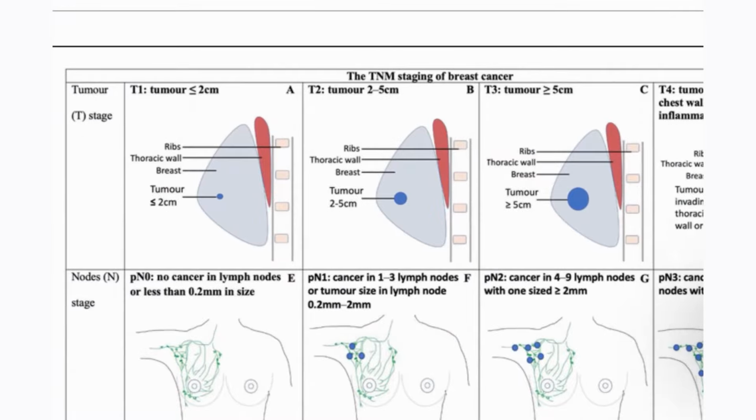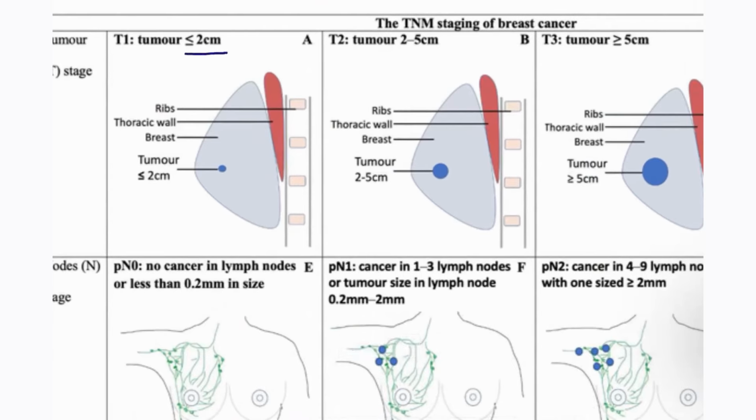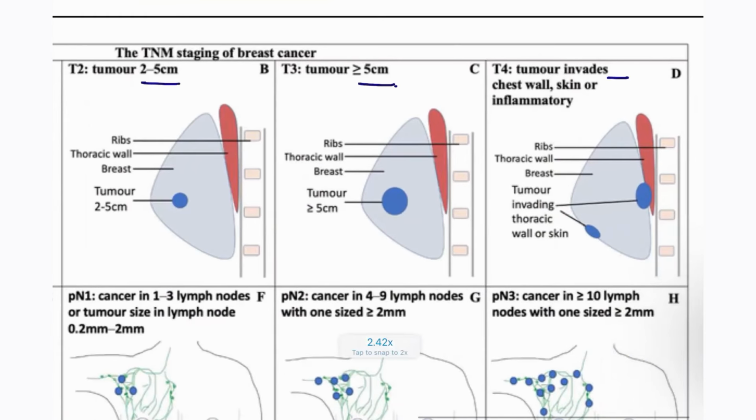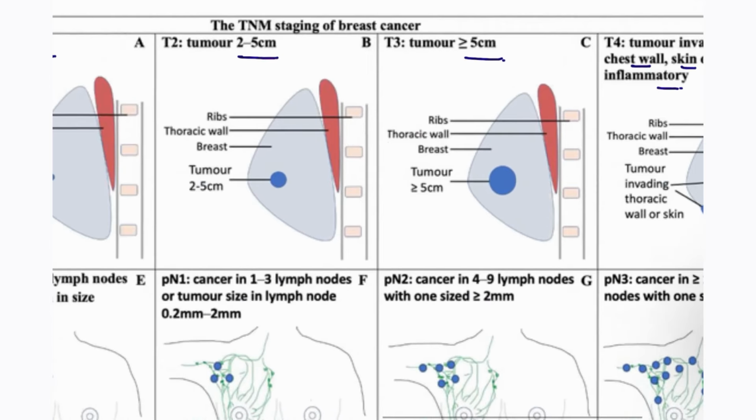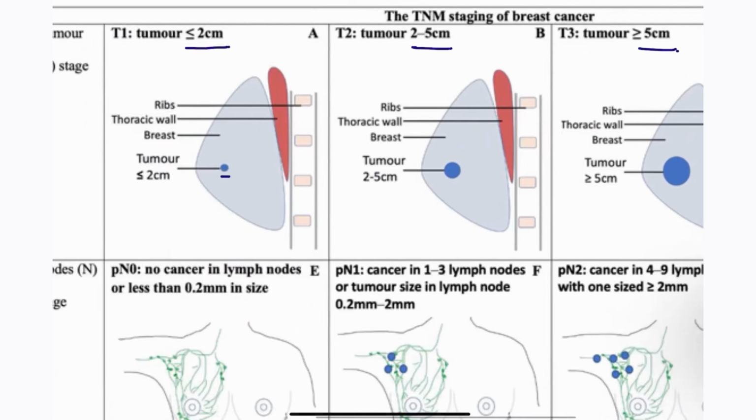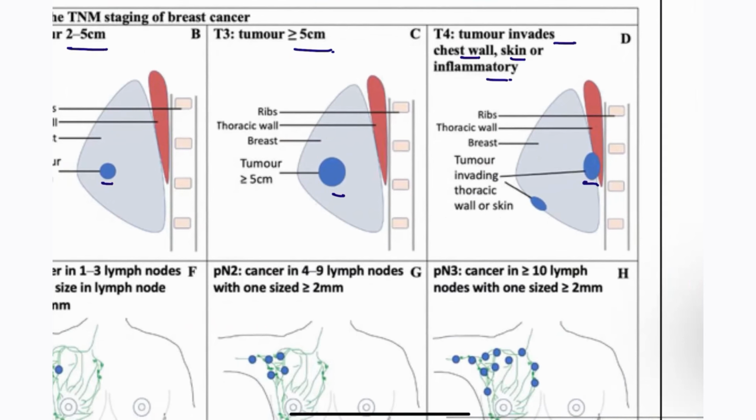Next, coming to breast carcinoma. In breast carcinoma, the TNM staging is very important, guys. First, let's see what is meant by T1: less than 2 centimeters. T2 is 2 to 5 centimeters. T3 is more than 5 centimeters. Next, T4 means it is likely to involve the chest wall, skin, or even cause inflammatory changes. So here the conditions are less than 2 centimeters, 2 to 5 centimeters, and more than 5 centimeters, and either invading the chest wall, skin, or inflammatory.